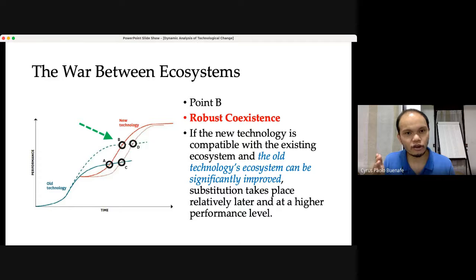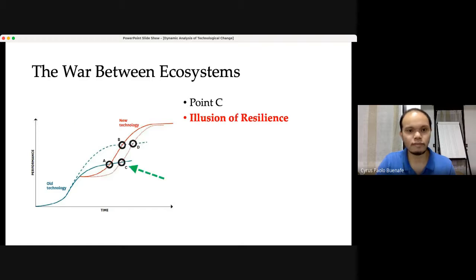So the switch to the new technology won't happen right away. It will happen later. But when that happens, it's possible that your substitution point would occur when the performance is higher, and that's fine. You're still stretching the usefulness of the old technology, and the new technology is somewhat compatible with the old technology. You can make that replacement later on at an even higher performance level, and you call that point robust coexistence.